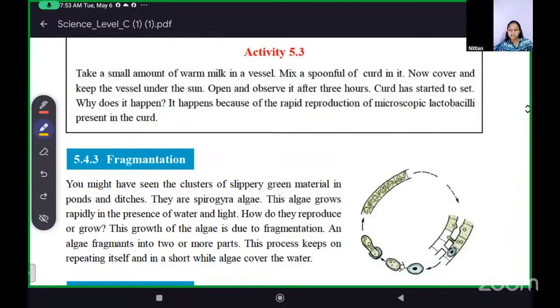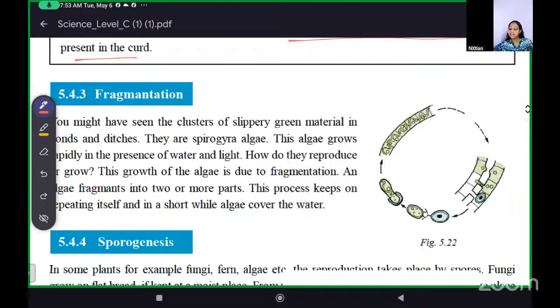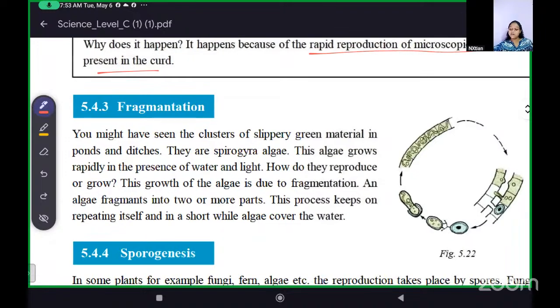Why? Because rapid reproduction of microscopic lactobacilli bacteria that is present takes place in the curd. That turns the milk into curd. Then another method of asexual reproduction is called fragmentation.